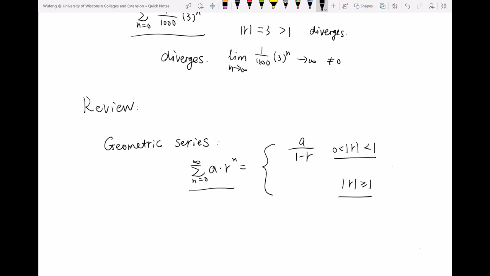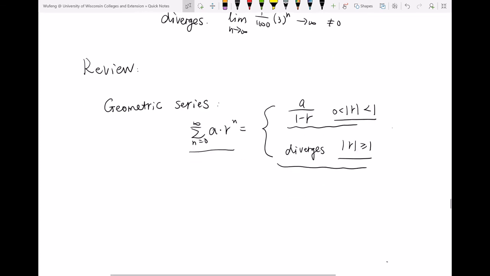What about if the common ratio R is bigger than or equal to 1? We had this yesterday. When the ratio is bigger than or equal to 1, you add all of those terms together. Does it converge or diverge? It diverges.